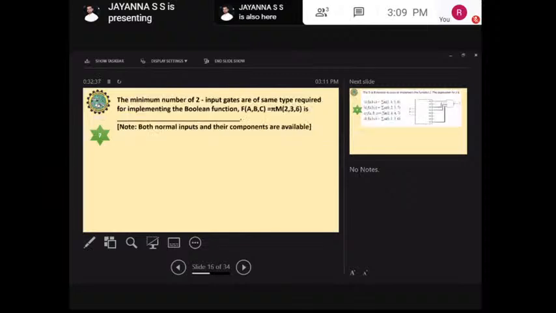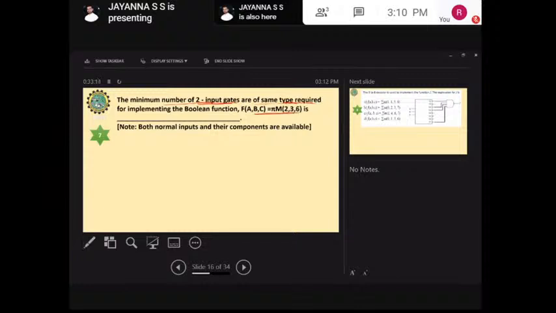Okay, fine. Next, the next question: they are given this POS expression, f of a, b, c equal to max terms, that is pi of 2, 3, 6. You need to realize this expression using two input gates. What is the minimum number of two input gates of the same type required for implementing this expression?